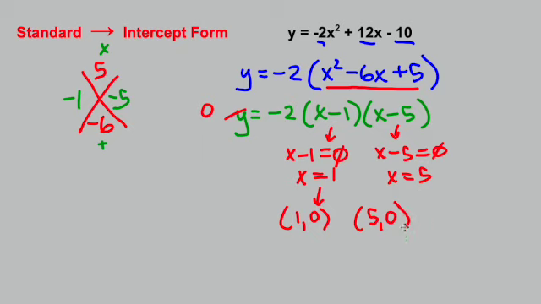So it's much more useful than just looking at this equation and saying, hey, I know my y-intercept is going to be 0, -10. Having the x-intercepts gives you more information. Also, you'll know the vertex is halfway in between, so halfway between 1 and 5 is 3. So I know my vertex is going to be 3, comma something, and I can figure that out.